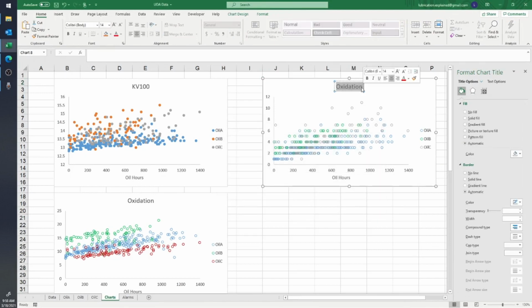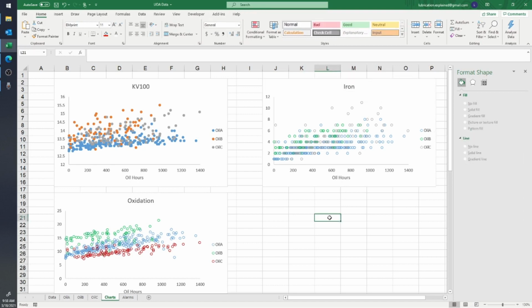I'm going to rename this one iron. Now the good news for us is that iron is staying relatively low. So the Jenbacher limit for iron is 20 parts per million. Now I have problems with that limit because the reality is that you shouldn't care about the absolute value of iron, you should care about the rate of deposition in the oil, because that's related to the rate of wear. But that's a disagreement that I have with the OEMs.